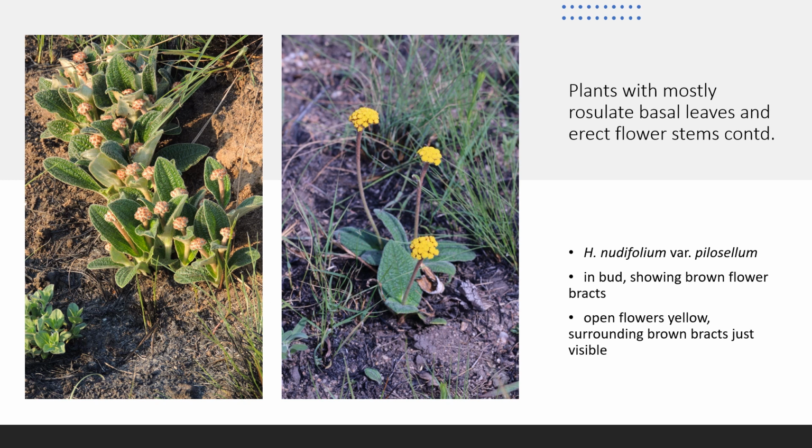Note the color of the flower head bracts and the buds on the left. The bracts are brownish, and in mature plants, the yellow flowers are more visible, but if you look carefully, you can see the brown bracts surrounding each flower head. Most of the plants you see in the grassland, the Helichrysums in the grassland, belong to this group.